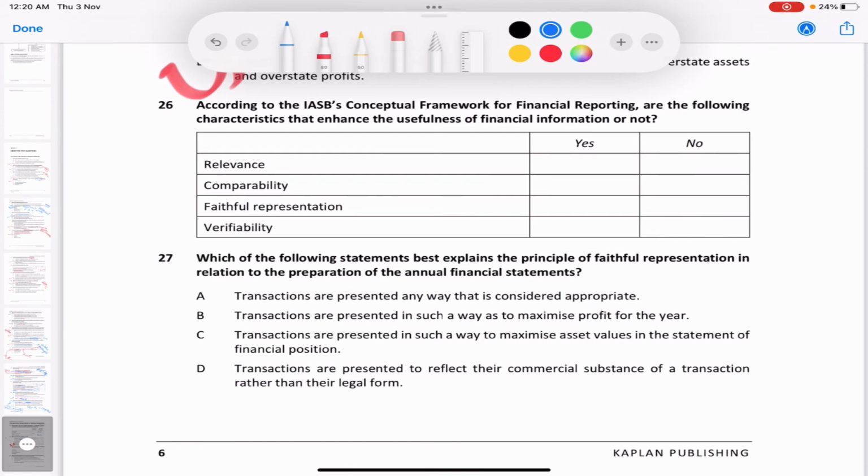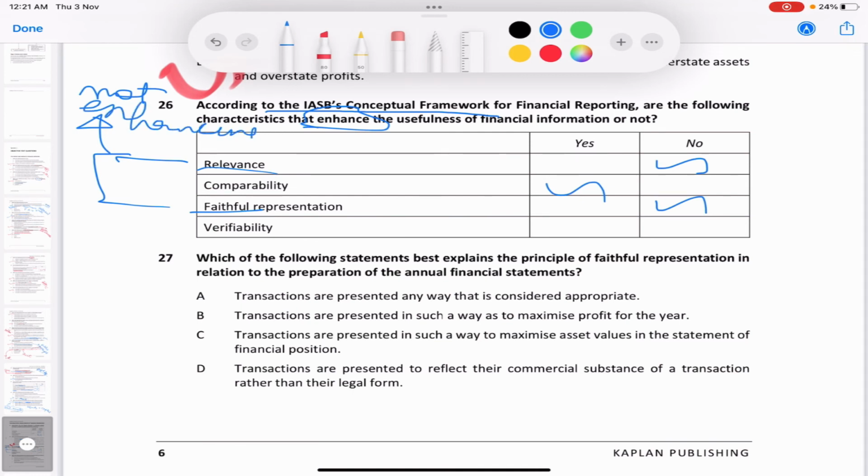Relevance. So, okay, we are talking about according to the IASB's conceptual framework. So comparability is required? Yes. Is relevance required? No. Faithful representation? No, because these are not used in enhancing. Relevance and faithful representation are not enhancing, if you can recall, right? Comparability is enhancing and verifiability is also enhancing.